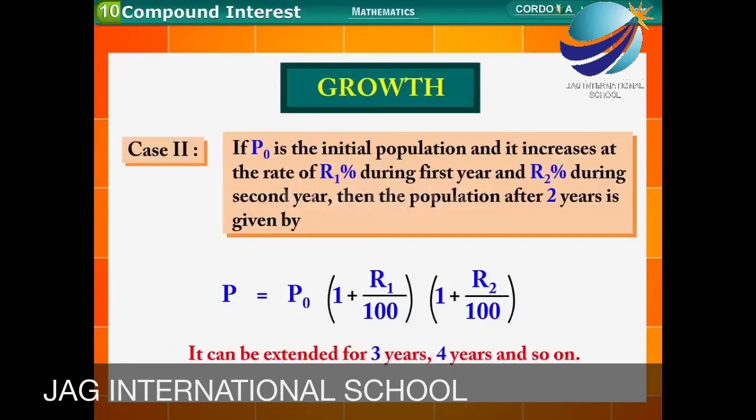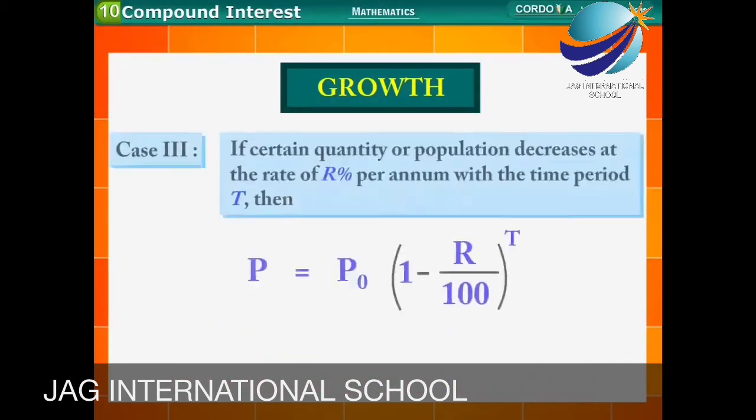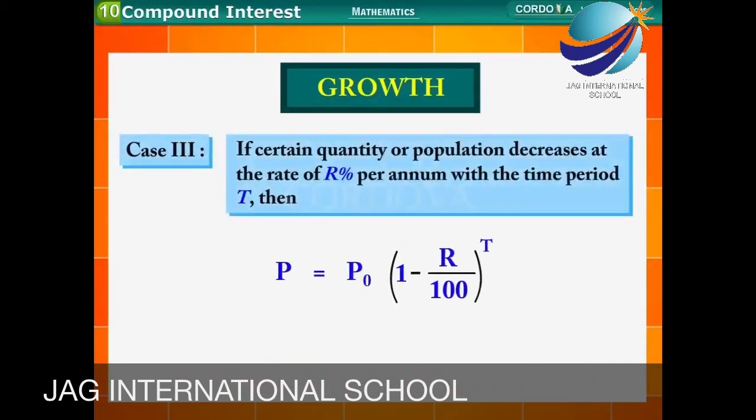It can be extended for 3 years, 4 years, and so on. Case 3. If certain quantity or population decreases at the rate of R% per annum with the time period T, then P is equal to P0 into (1 minus R upon 100) raised to the power T.